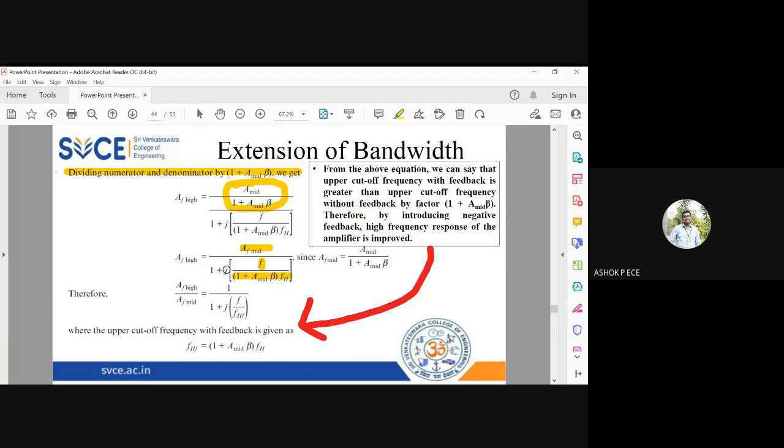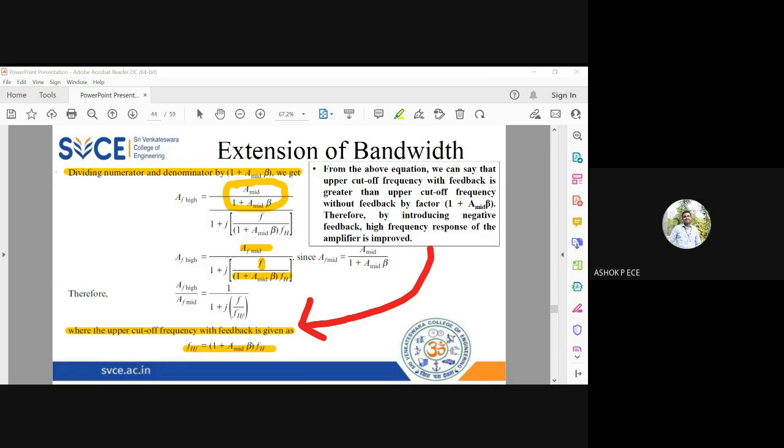Okay, so A_f,mid by (1 + j f by (1 + A_mid β) fh). So (1 + A_mid β) times fh, I'm going to group it as fhf. So fhf is the upper cutoff frequency with feedback. And as you can see, it is multiplied by (1 + A_mid β). So the upper cutoff frequency will rise. The upper cutoff frequency will be increasing.